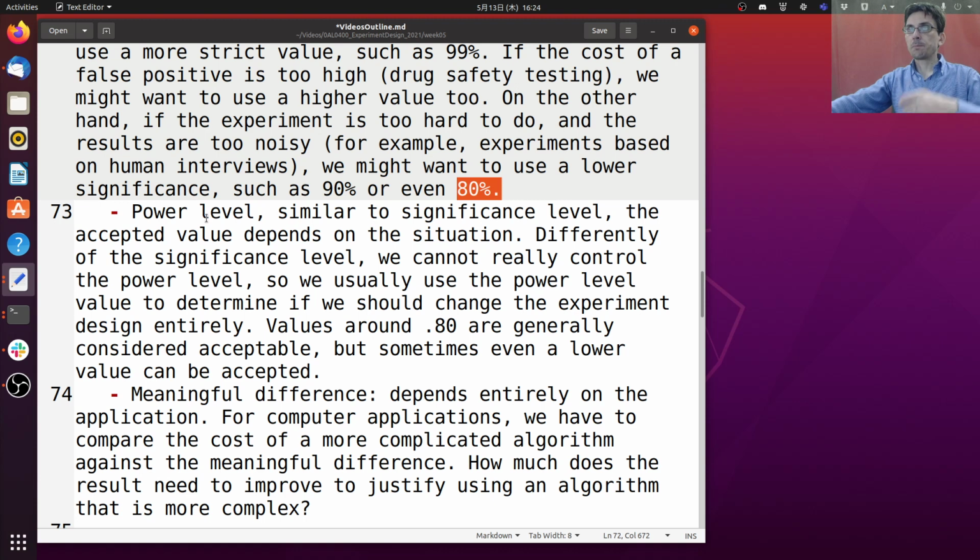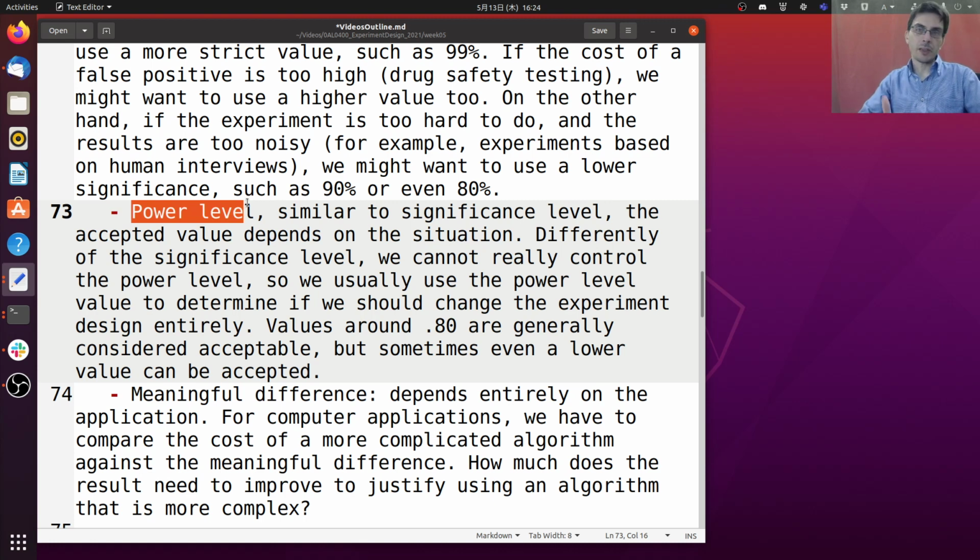Now, the power level is similar to the significance level in the sense that the accepted value depends on the situation. Different from the significance level, we cannot really control the power level, as we discussed in lecture number 3. So what we usually do is use the power level to determine if the experimental design should be changed entirely. Values around 80 are generally considered acceptable power, but sometimes even a lower value can be accepted. Remember that power level is related to the probability of a false negative.